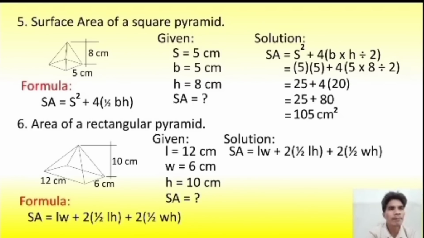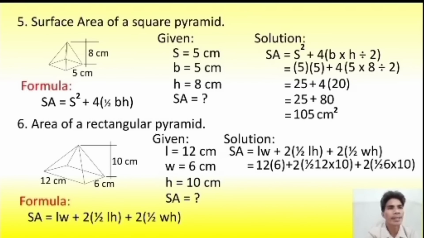Length times width plus 2 times 1/2 of length times height plus 2 times 1/2 of width times height. Then equals length is 12 cm times width na 6. Then plus 2, 1/2 of 12 times 10. Then plus 2, 1/2 of 6 times 10. Width is 6 and the height is 10.